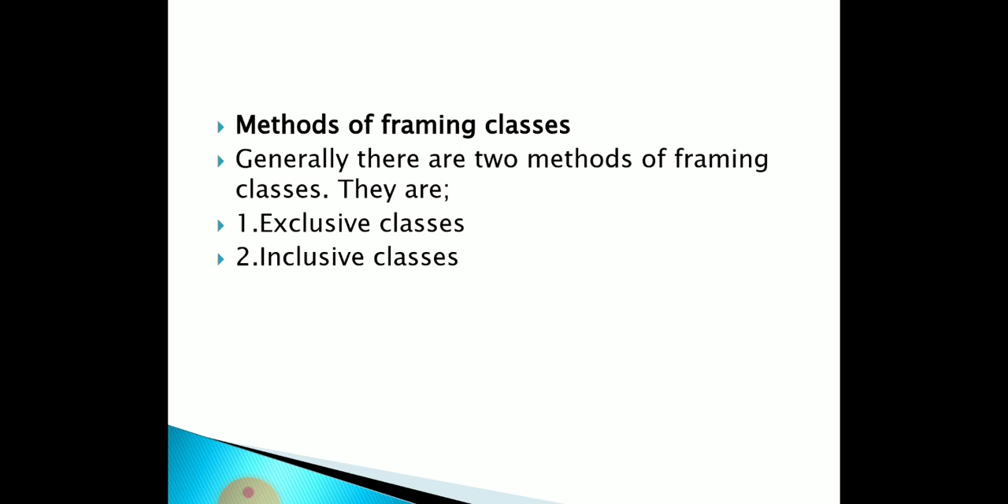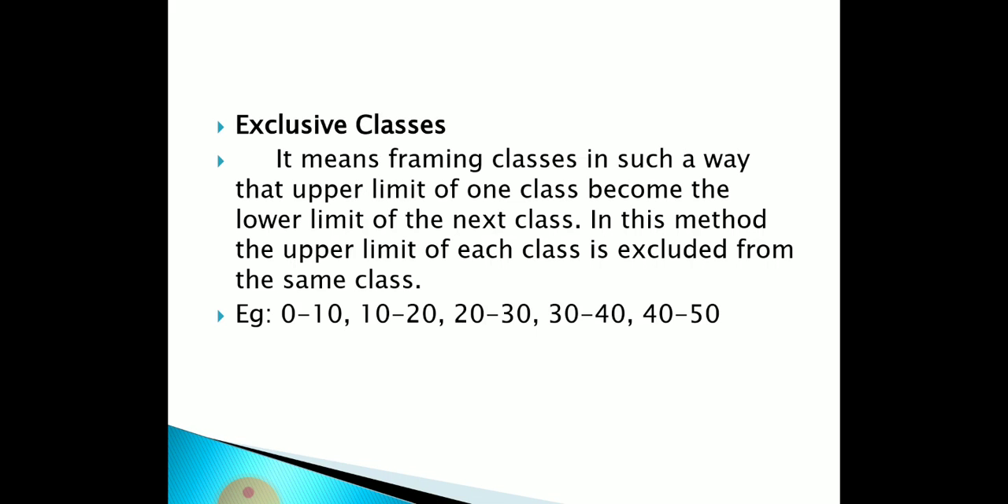While framing classes, usually two methods are adopted. There are two methods of framing classes in case of continuous series: exclusive classes and inclusive classes. What are exclusive classes? Exclusive class means framing classes in such a way that the upper limit of one class becomes the lower limit of the next class. That means in this method, the upper limit of each class is excluded from the same class.